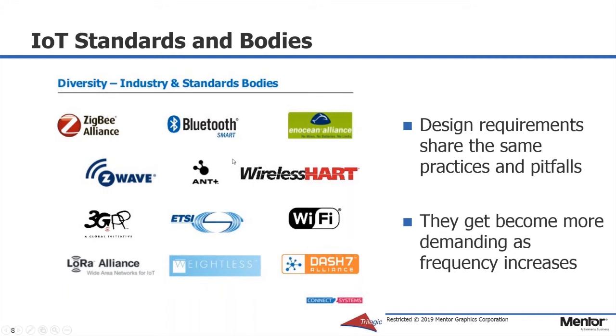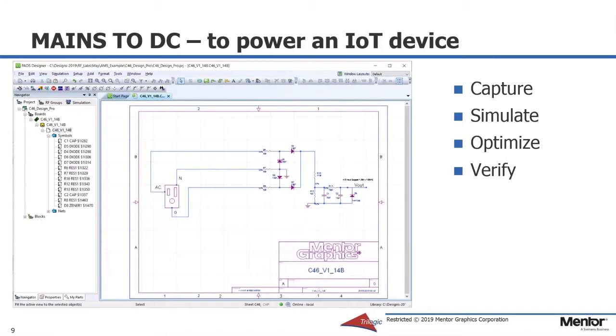So, mains to DC to power an IoT device. Today we will be starting at the wall outlet, or mains as it's called. The mains power is 120 volts AC. Now, many IoT devices plug into the wall and derive their power from the AC outlet. There's a very useful tool available by Mentor Graphics as a starting point for such a design. As an example, PADS' analog mixed signal, also known as AMS, is available in the PADS Designer schematic.